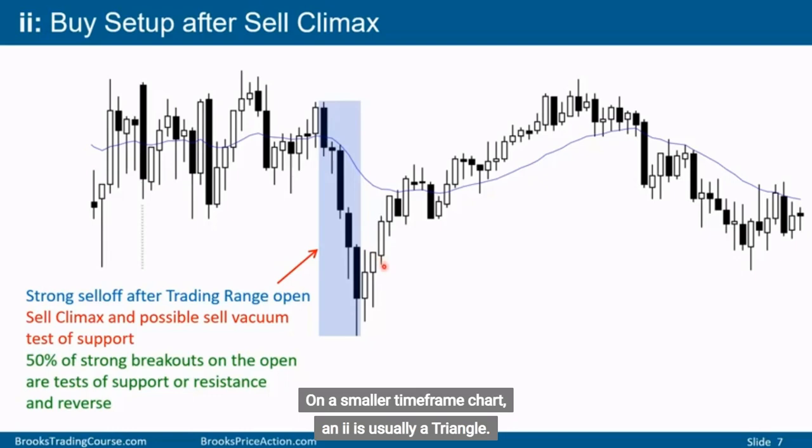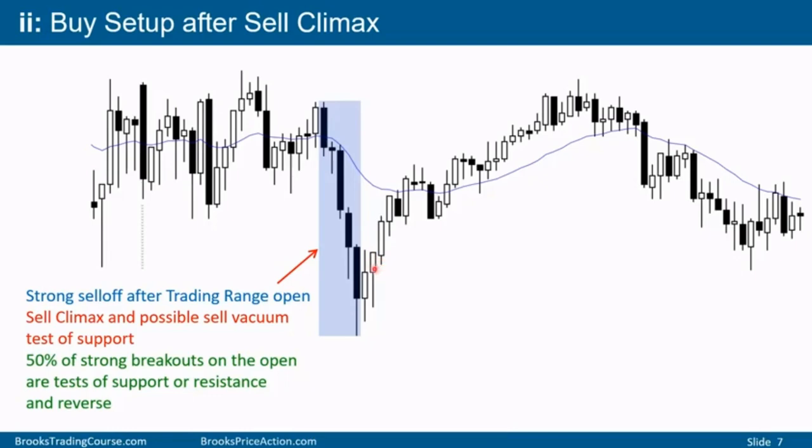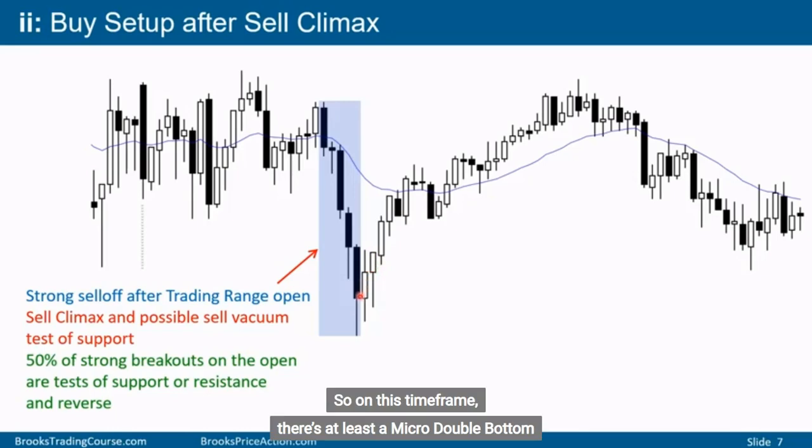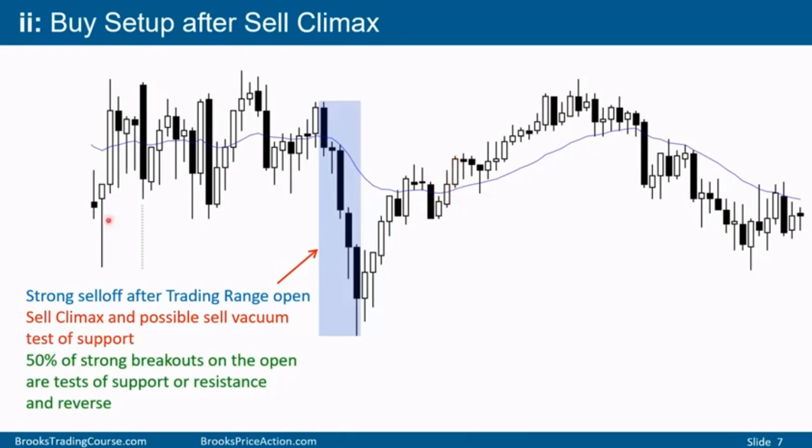On a smaller time frame chart, an II is usually a triangle. So on this time frame, there's at least a micro double bottom and a pair of very good bull bars. So it's reasonable to buy above the high of that bar. In fact, you could buy above the high of any of these bars closing on their highs. That bar, this bar, that bar, this bar, that bar, maybe that bar.